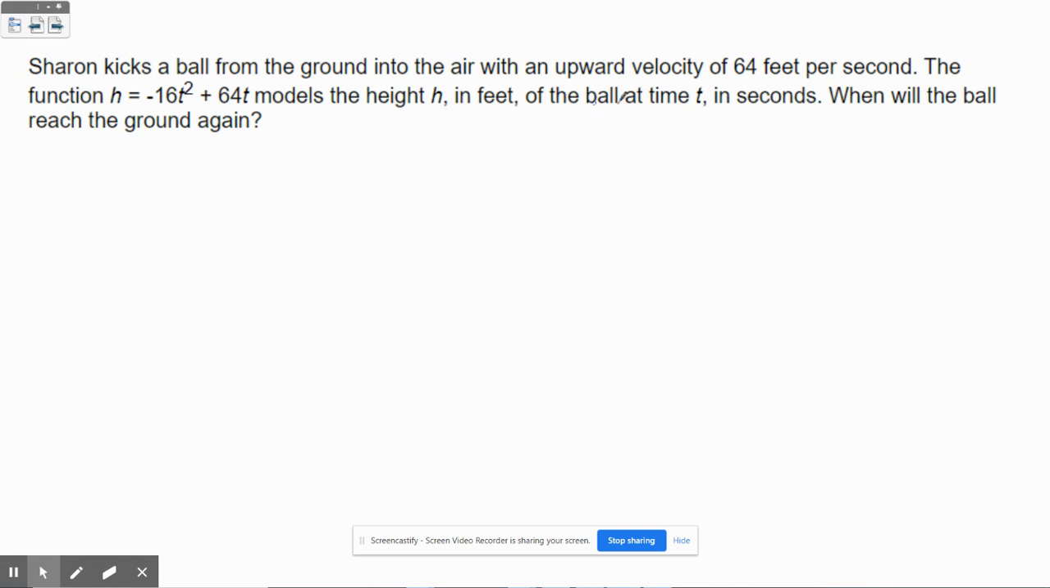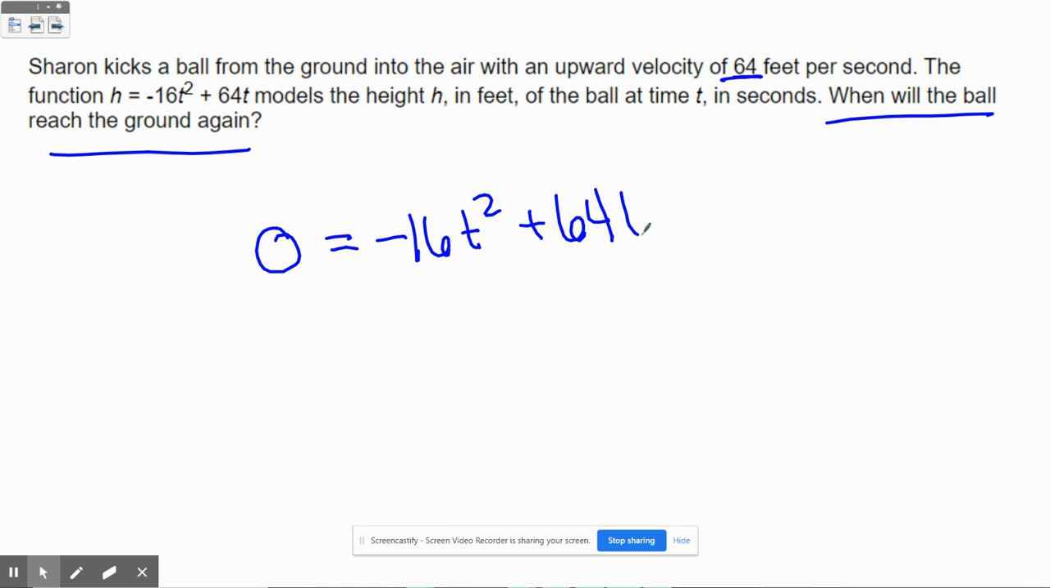So Sharon kicks a ball from the ground with an upward velocity of 64 feet, which is why the 64 is there. This is the function this time. There's no y-intercept here because she kicked it from the ground, so it would be like a +0 at the end. They want to know when the ball will hit the ground again. So when will the height be 0? So that's -16t squared plus 64t.